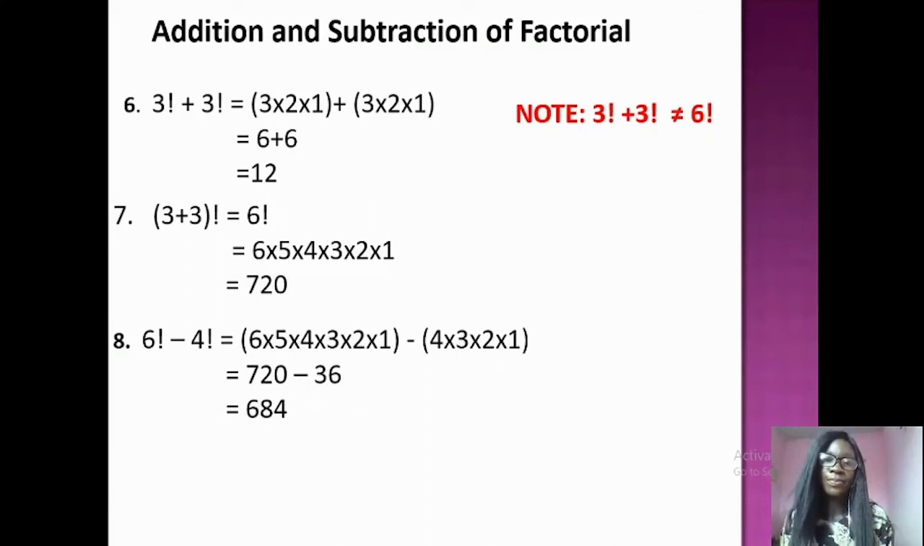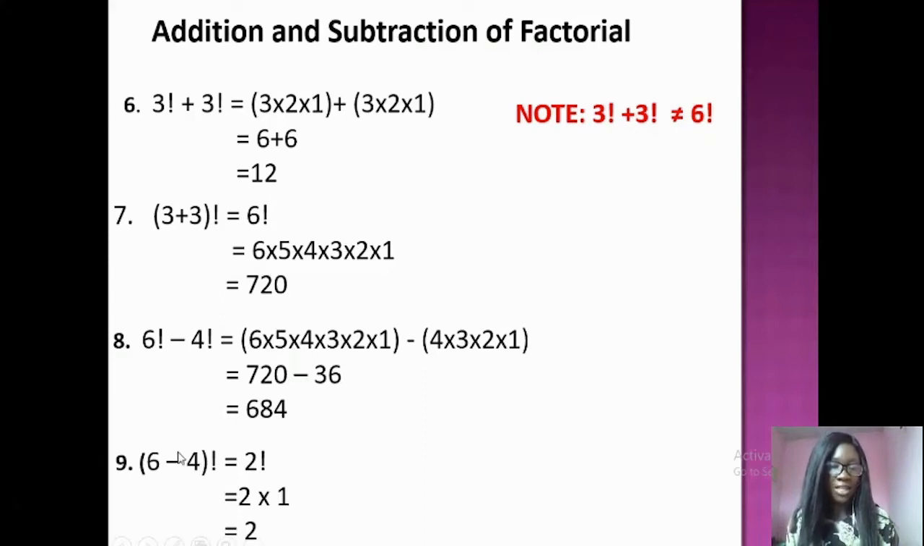684. Now let's see another example. So here is also the same way. 6 minus 4 now, just like that with this one that we did in number 7. Okay, so I'm just using the same numbers here so that you know that they are not the same thing, right? So we have here 6 minus 4 factorial.